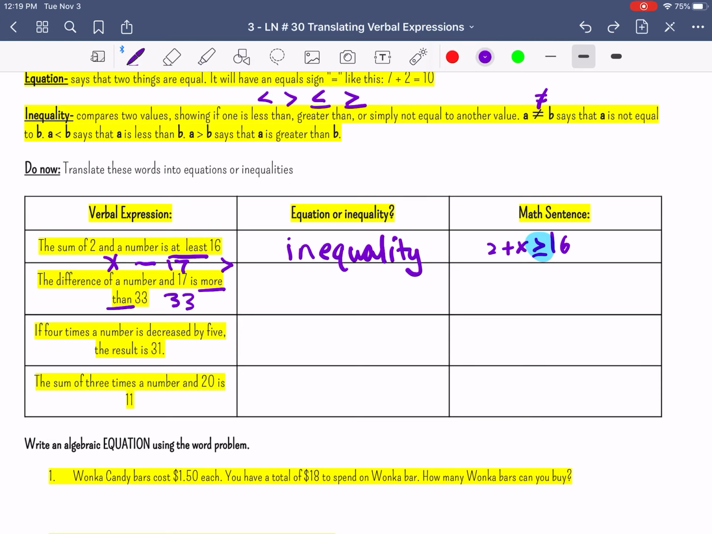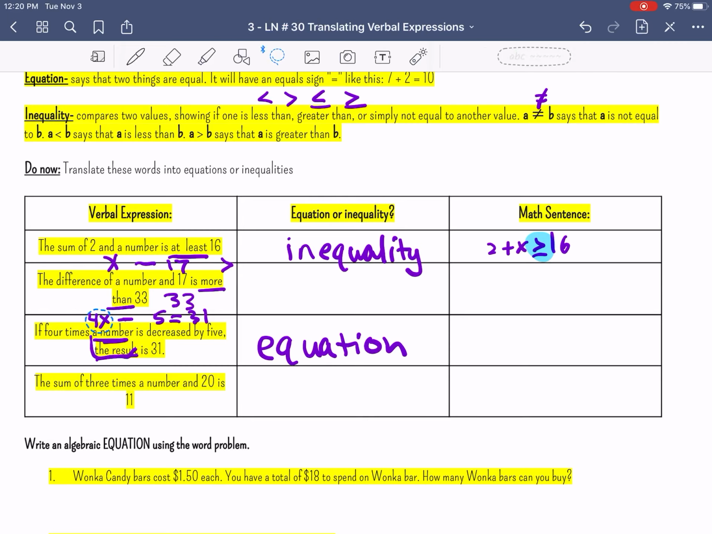Okay, and then I'm going to do this one with you. So if 4 times a number, so whenever I hear that, I know that 4 is going to be attached to the variable, a number, is decreased by 5, the result is 31. So the result means there's only one result. So in inequality there can be many results, right? Because it could be anything greater than or equal to 16. But with an equation, it can only be one result. So this is an equation.